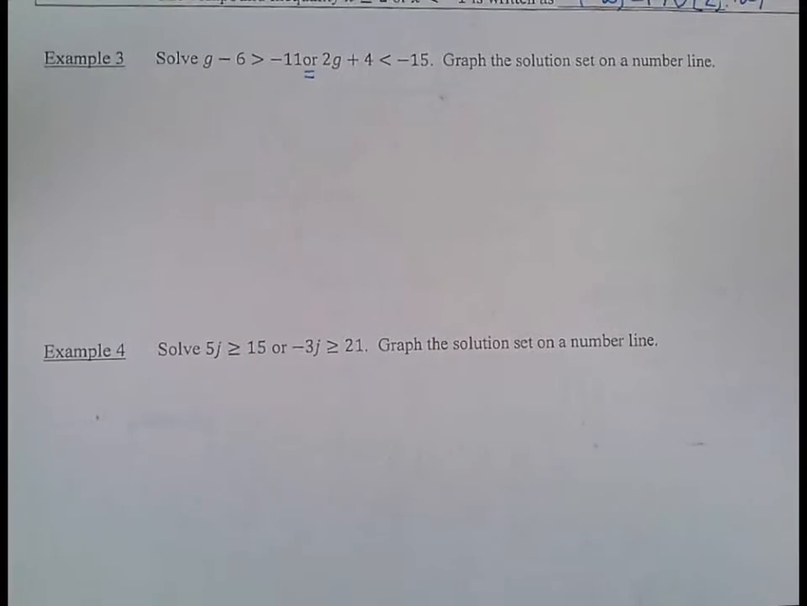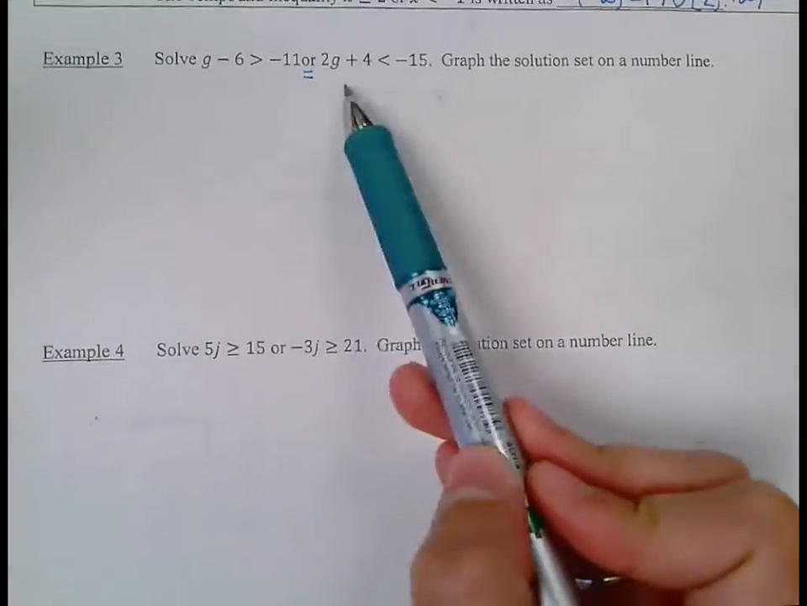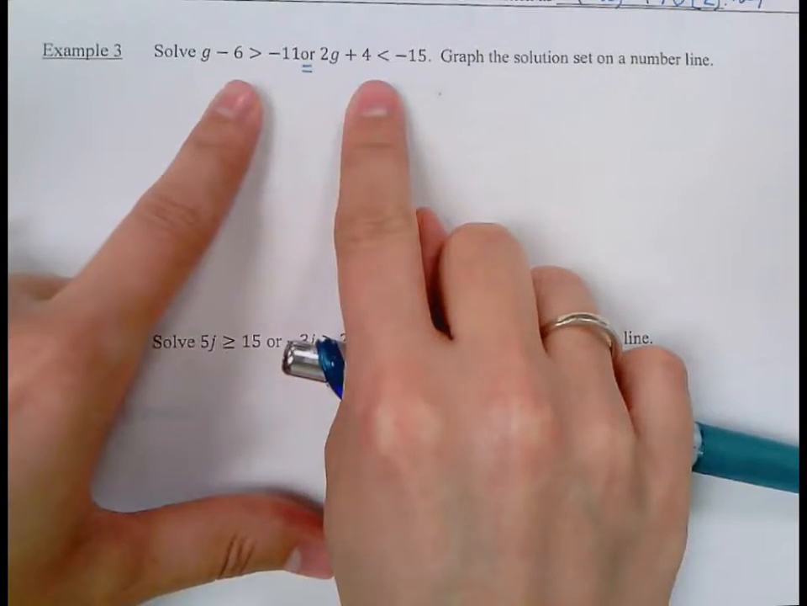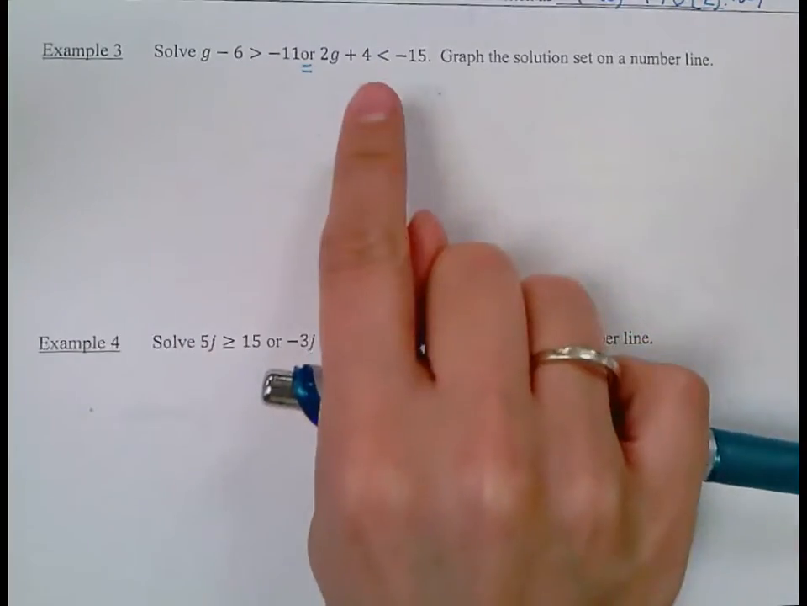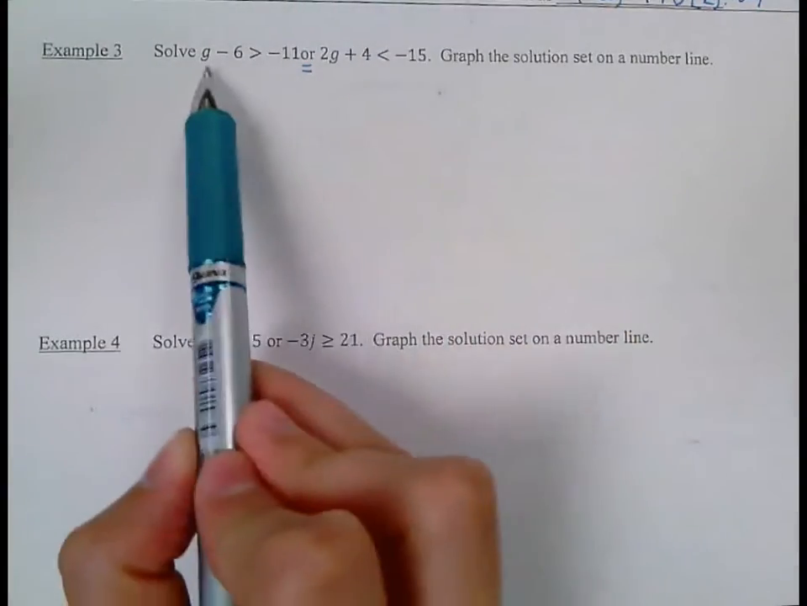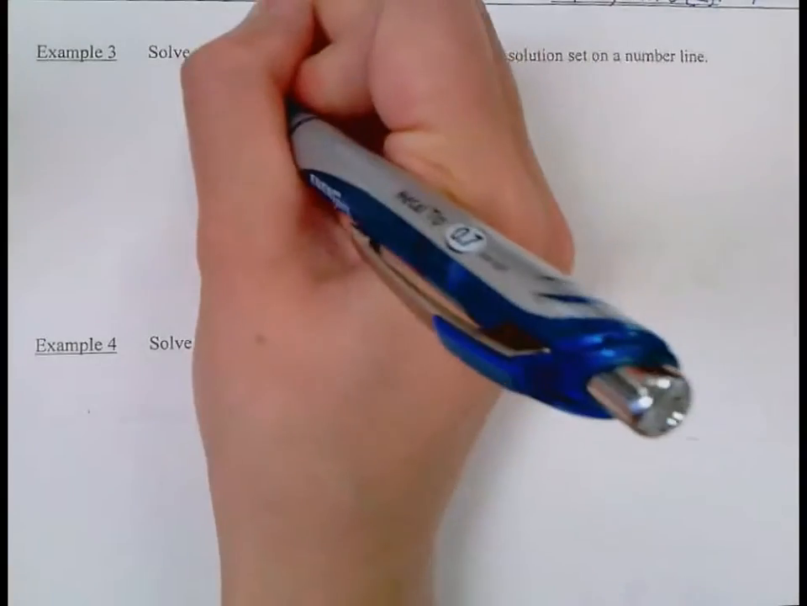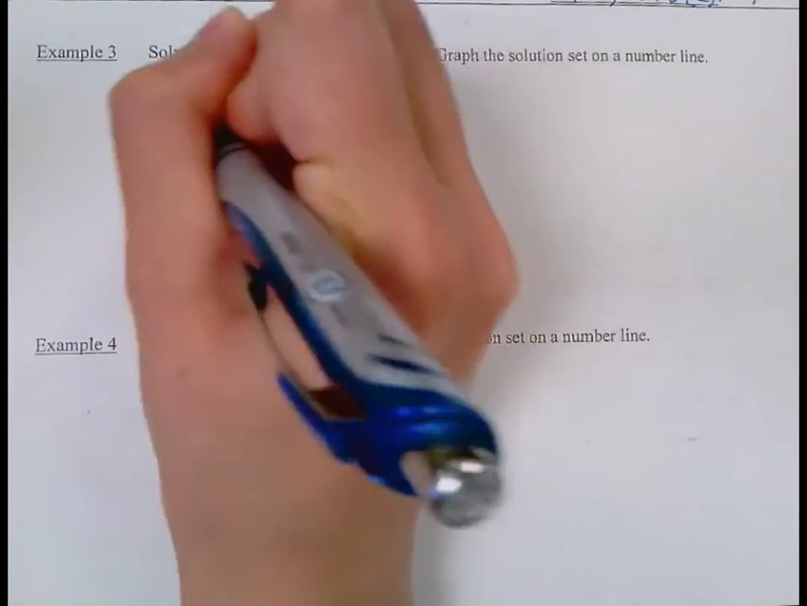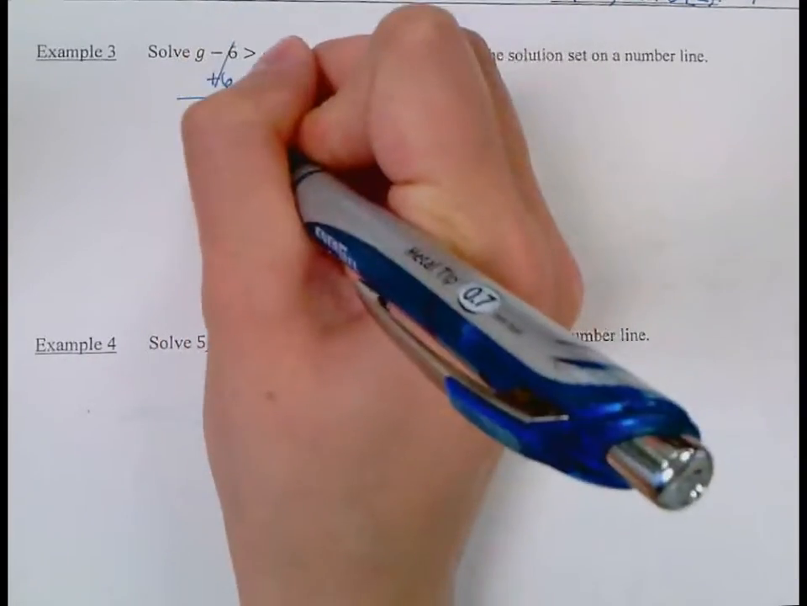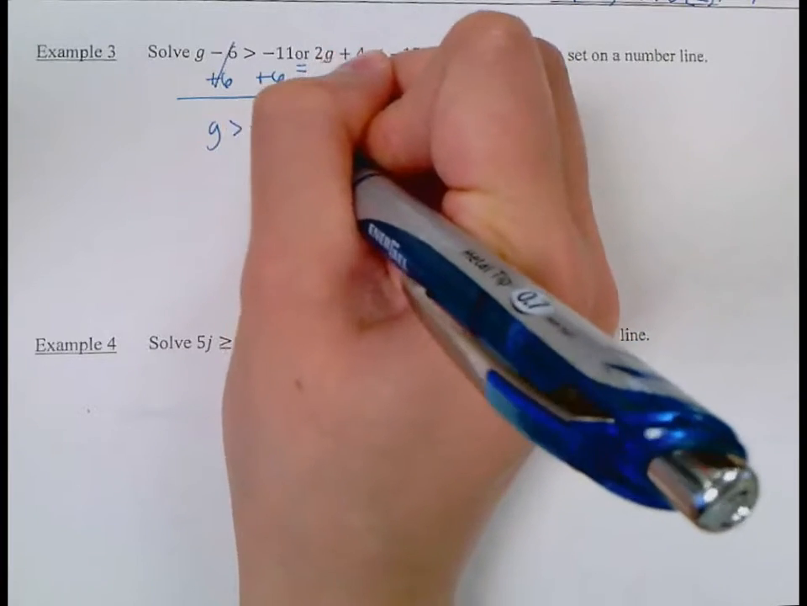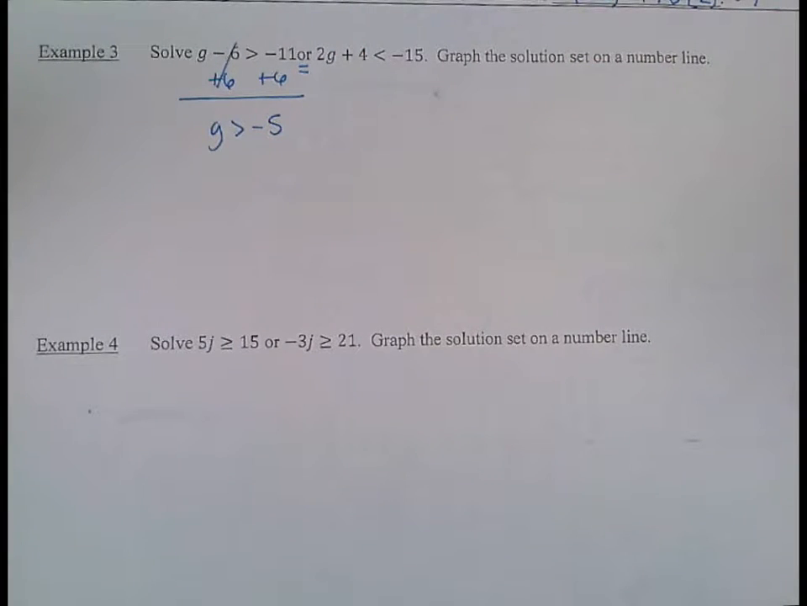So looking at example 3. To solve this compound inequality, because they're written separately and they have to stay separate, you just solve each inequality separately. The first one, g minus 6 is greater than negative 11. I would add 6 to each side to solve for g. So g is greater than negative 11 plus 6, which is negative 5. So that's half of my answer.